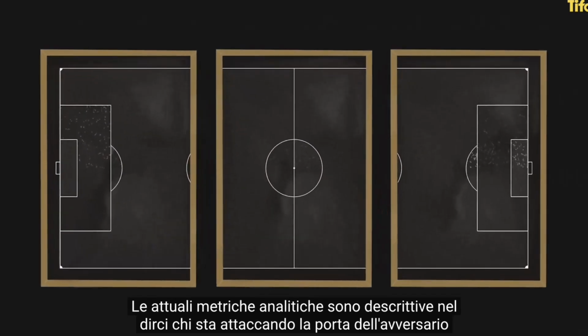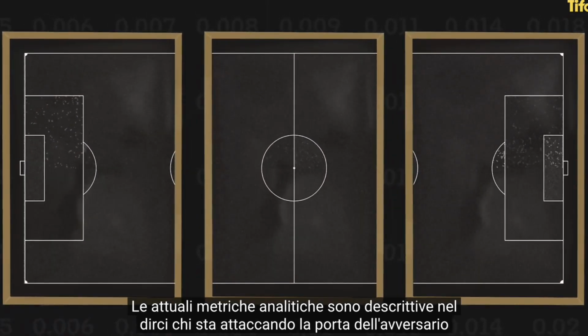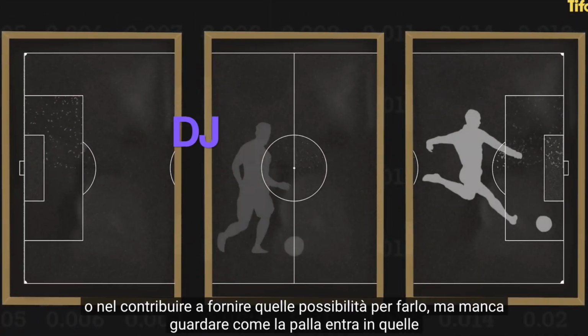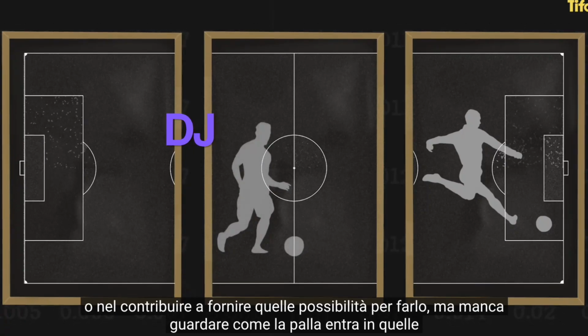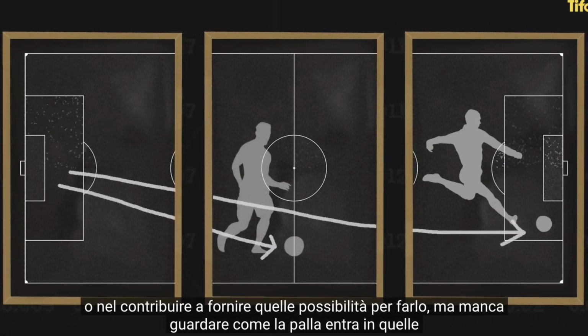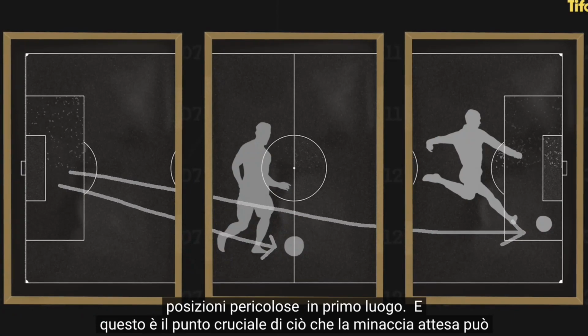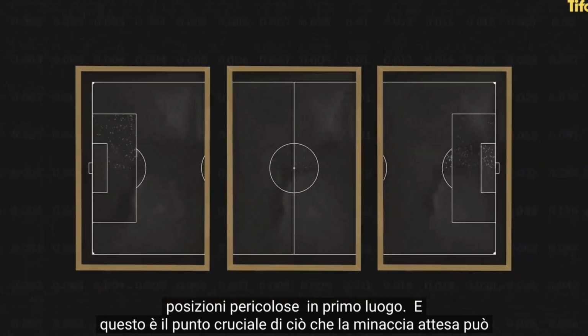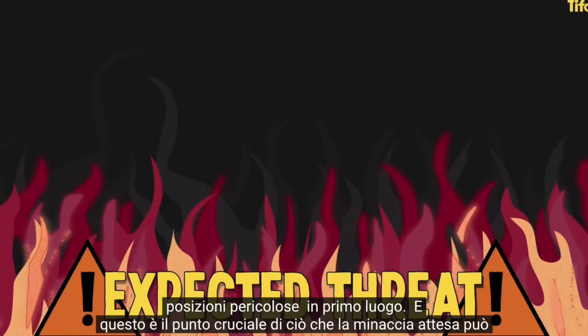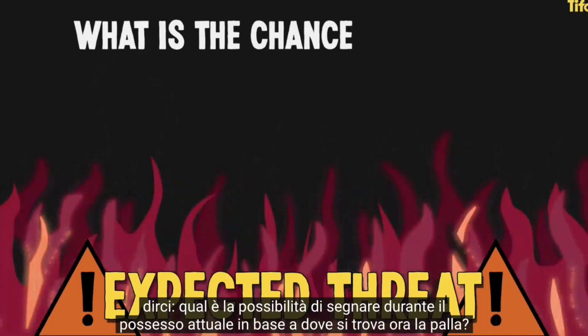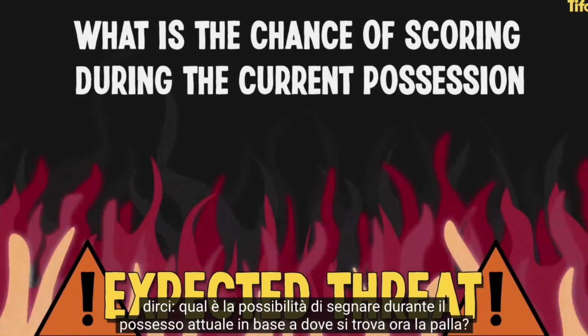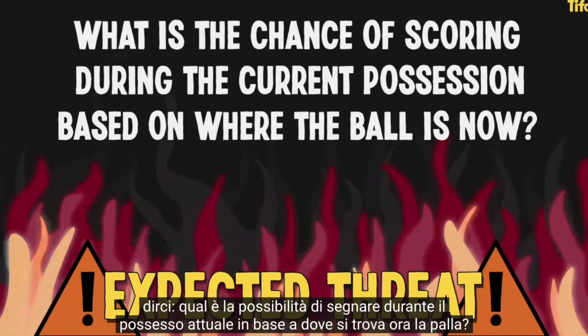Now, the current analytical metrics are descriptive at telling us who is attacking the opponent's goal or helping to provide those chances to do so, but looking at how the ball gets into those dangerous positions in the first place is missing. And that's the crux of what expected threat can tell us. What is the chance of scoring during the current possession based on where the ball is now?